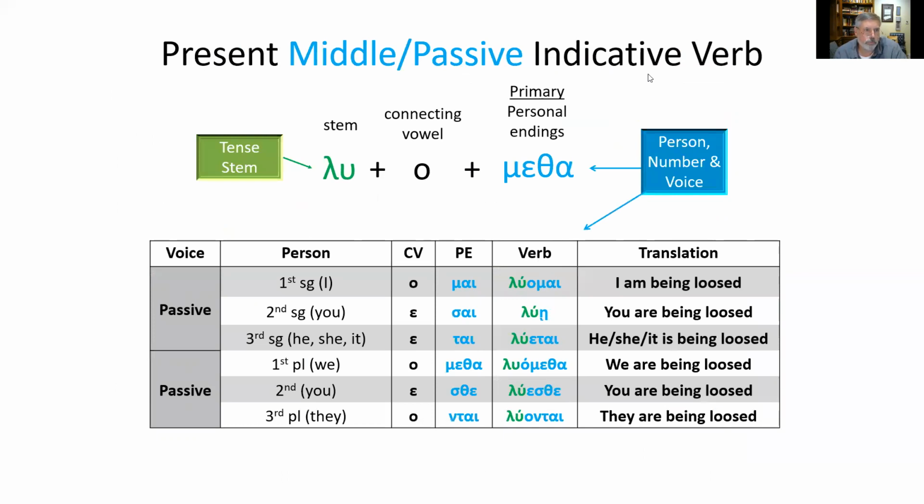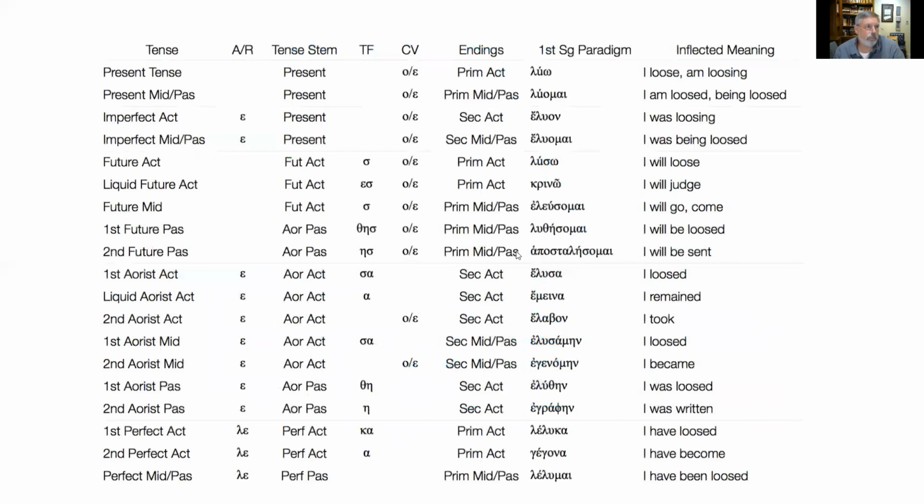So it's still the mood of actuality, still present time, but the voice has changed. So my person, number, and voice use a different set in the middle passive, present, indicative mood. Now this chart here, you actually find all these charts, by the way, in Mounce, especially the back. Now this is modified a little bit from Mounce.